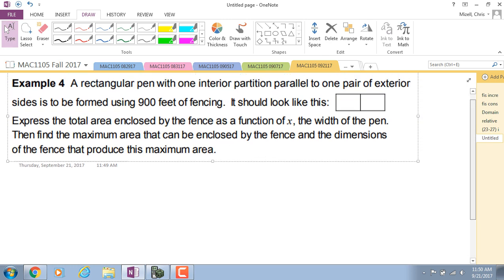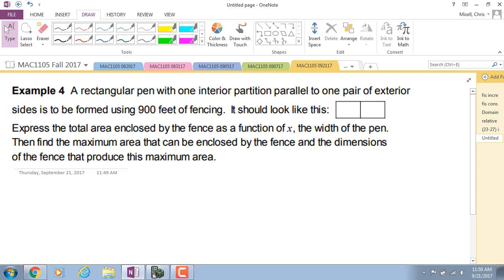A rectangular pen enclosure. I'm going to fence it. Going to have one interior partitioning wall, maybe right down the middle. Doesn't have to be exactly right down the middle, but just so that the wall that does the partition in the middle is parallel to one pair of exterior sides. We're going to form this, and I guess it'd be pretty good size. We're going to use 900 feet of fencing material.